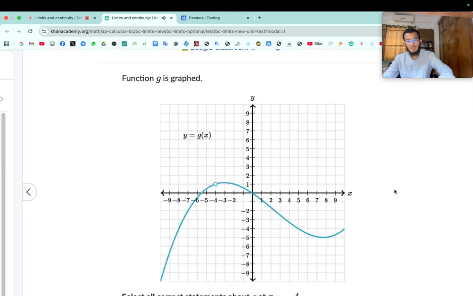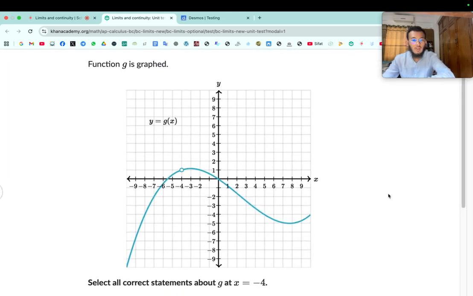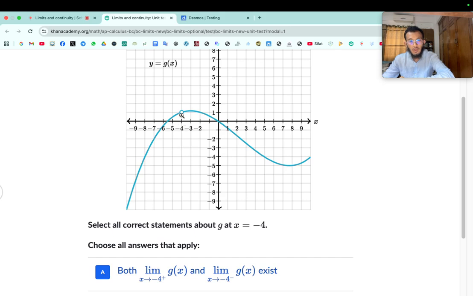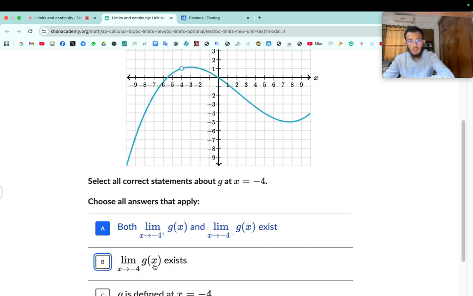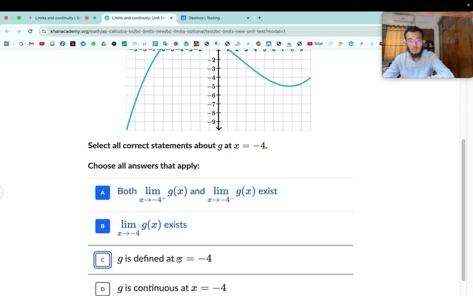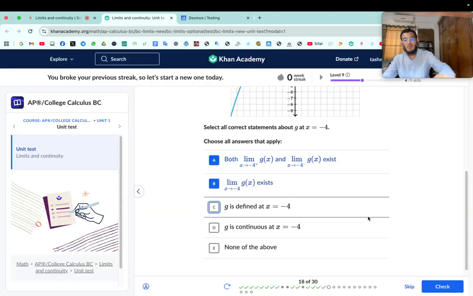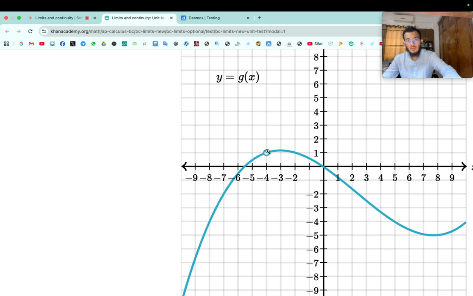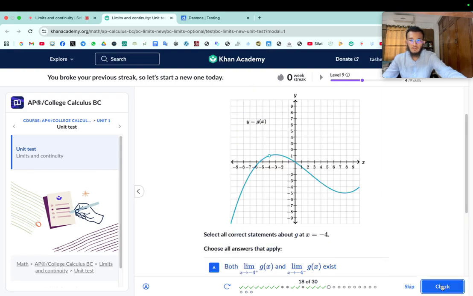All right, so function g is graphed. Select all correct statements about g at x equals negative 4. Yes, limits exist both from the negative side and the positive side. It's 1. So this is true, and this is also true because the limits exist for both sides. So the limit would exist, but it is not defined and neither continuous. So only A and B will be the solution. It is not defined and continuous. As you can see, there is an open circle, which means there is a removable discontinuity here.